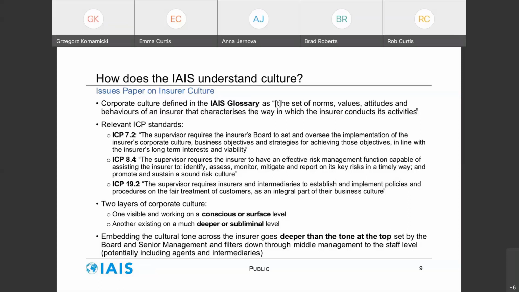So I'll hand over to Anna now, who will talk more about the objective, focus and structure of the issues paper.